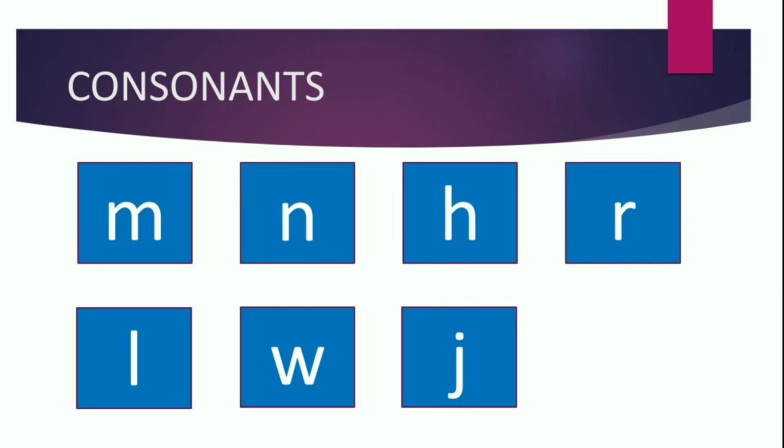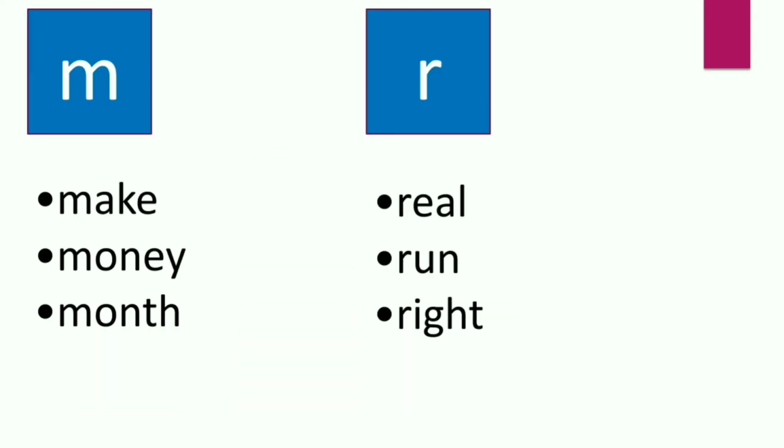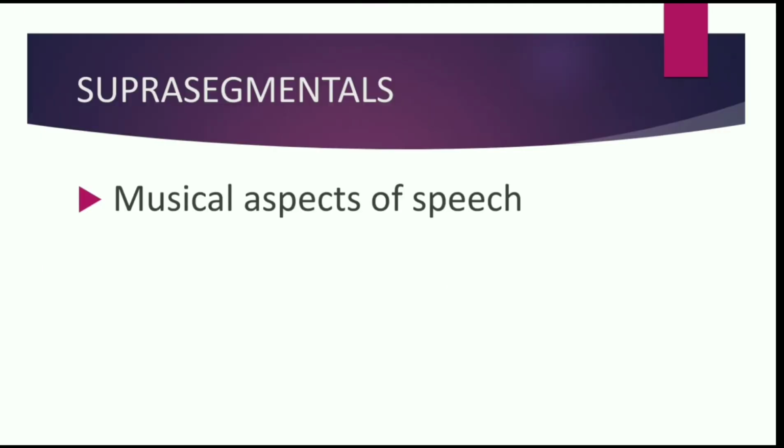Let's proceed to the consonants. I have here a few examples of consonants. Now I will pick two consonants and give examples that have the same sound as those consonants. For the first consonant, we have make, money, and month. For the second consonant, we have real, run, and right. So that's all for the segmentals, and let's now proceed to suprasegmentals.